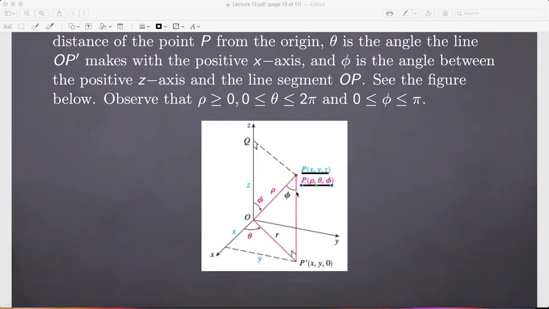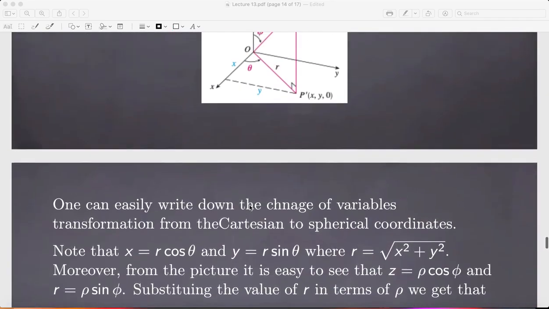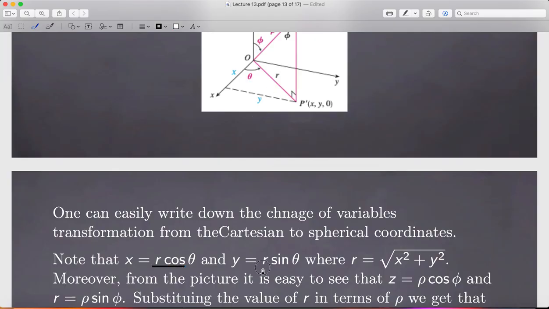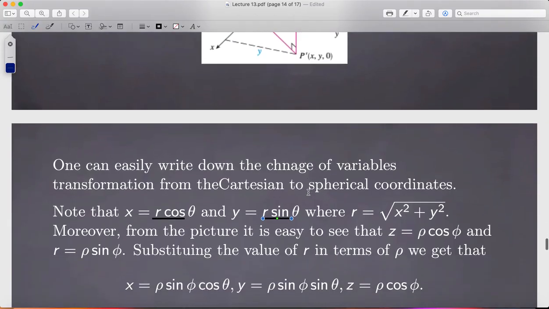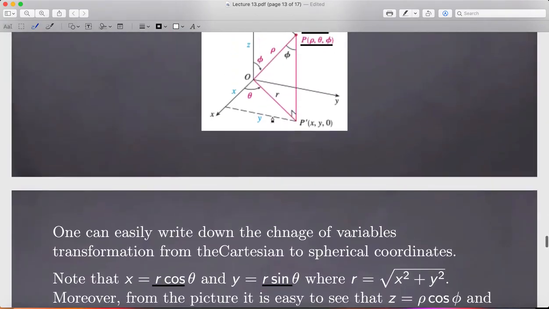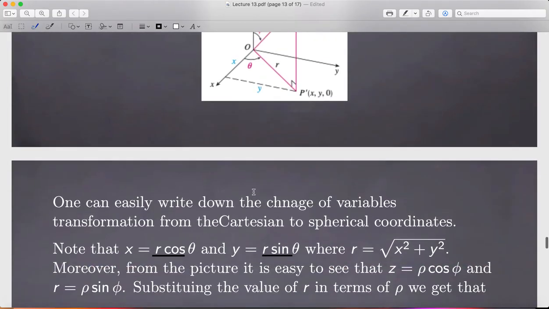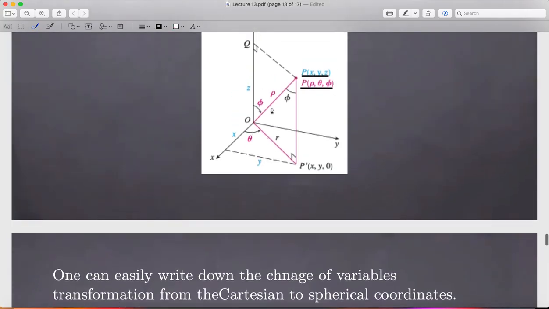This is phi, this is phi, this is phi, isn't it? So just do that. Okay, so just look at this picture. This x is r cos theta as earlier, and y is r sin theta. Now, as I said, this r you try to write in terms of rho and phi. From this picture you can immediately see that rho is sin phi, isn't it? R is equal to rho sin phi.